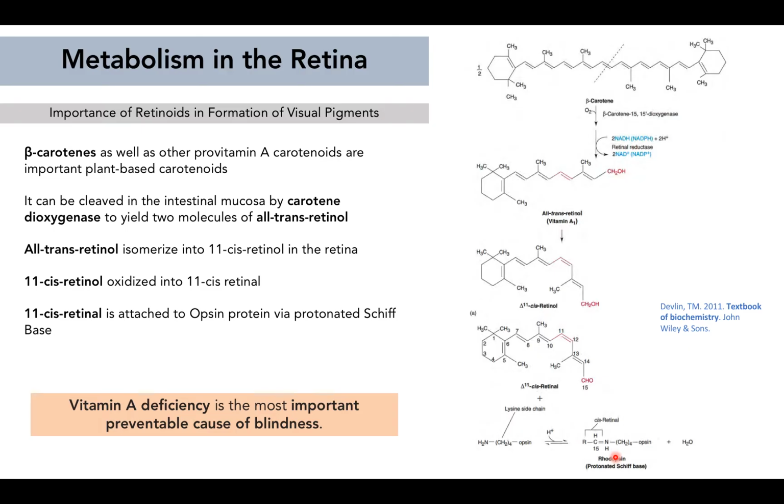Now, the reason why we need to recall this fact is because beta-carotene is actually present in a lot of different kinds of foods, and therefore vitamin A deficiency due to dietary problems is usually one of the most important and preventable causes of blindness.